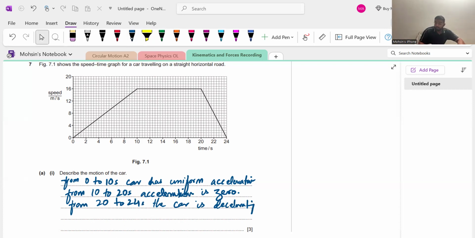And one more point to mention, though the requirement is not fulfilled because it's a 3 mark question, is that you can see this and this has a gradient difference. There is more gradient when it is decelerating. If there is more gradient when it is decelerating, it means the magnitude of deceleration is more than the magnitude of acceleration.